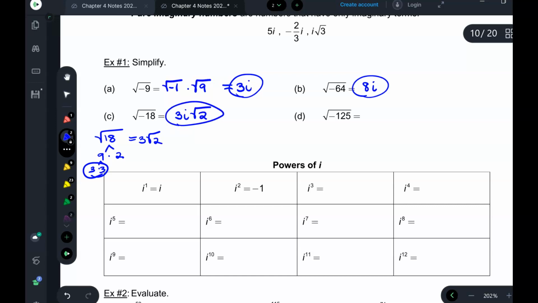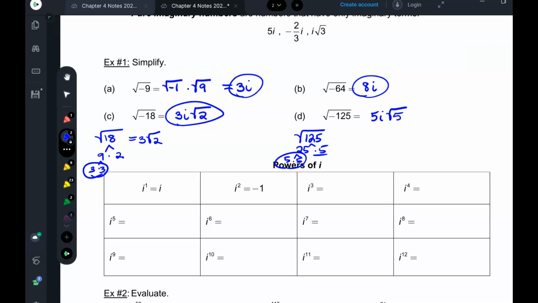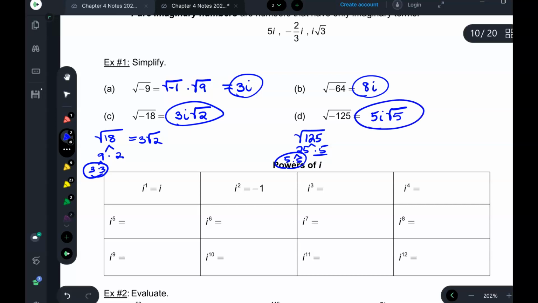Okay, so how about square root of negative 125? 5i root 5. Yeah, so square root of 125, if we break that down, it would be 25 times 5. And so I have a pair of 5s with a 5 left over. So remember, the square root of 25 is going to be 5, i with a root 5. Okay, any questions so far?